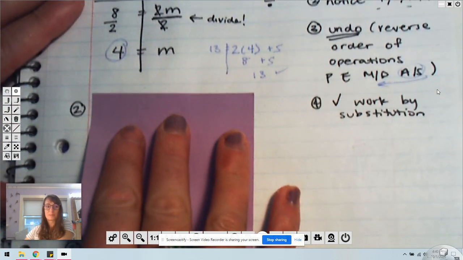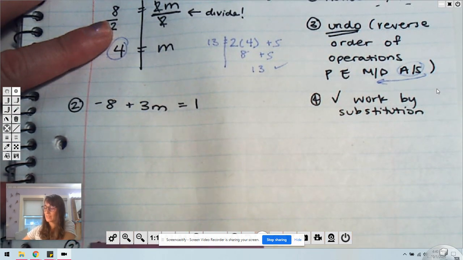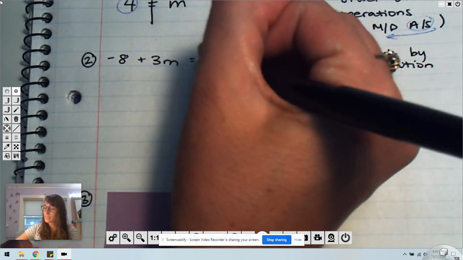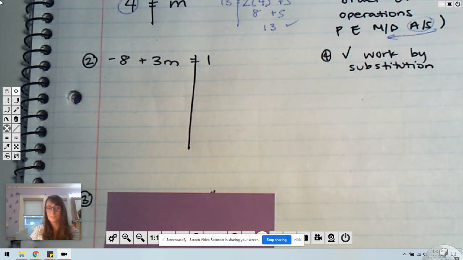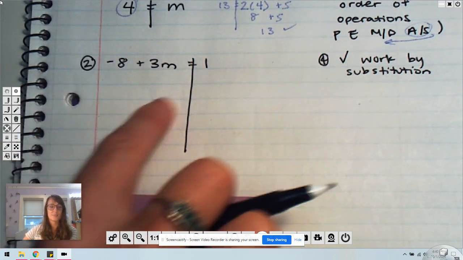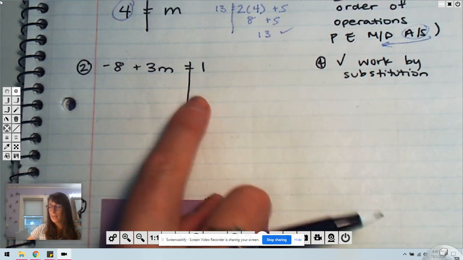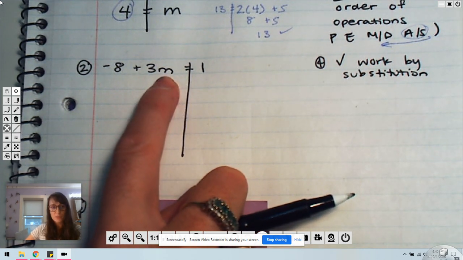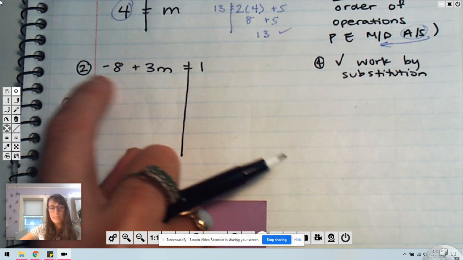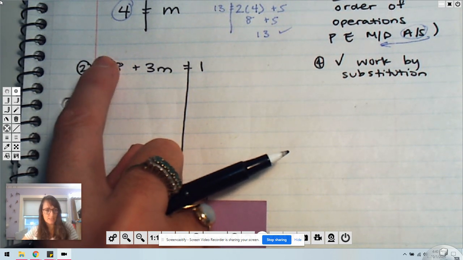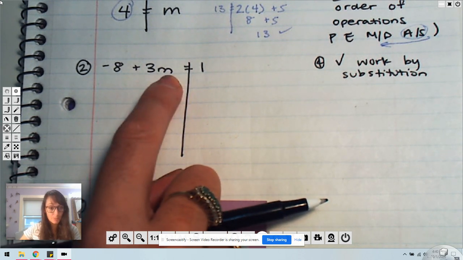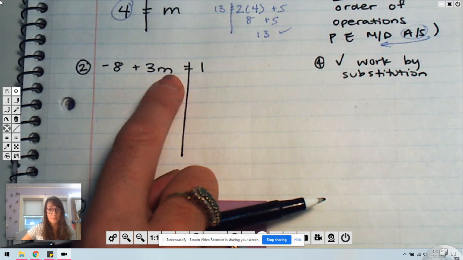Let's look at our next example. Our next example is negative 8 plus 3m equals 1. Again, I'm going to start by drawing my line down my equal sign. And I focus my brain now on the side with the variable, which is this side. In order to get m by itself, I need to first notice what's happening to m. I notice that there's a negative 8, so it's really being subtracted by 8. That's what that negative 8 represents. And then 3m means that it's being multiplied by 3.